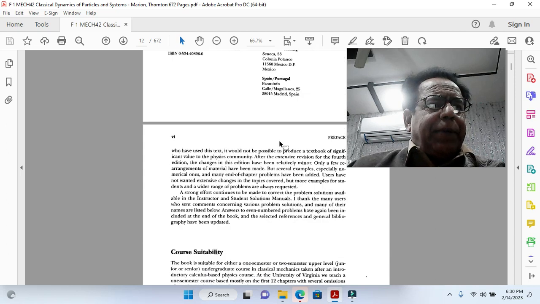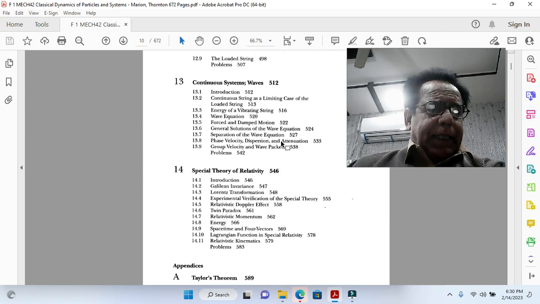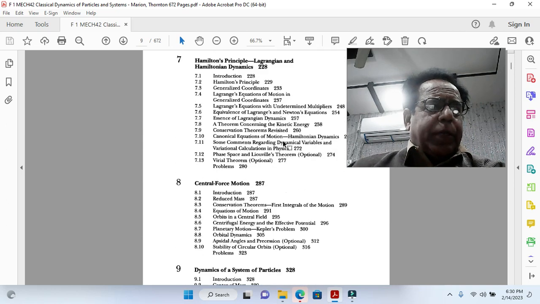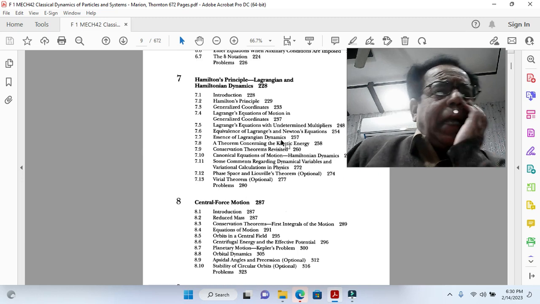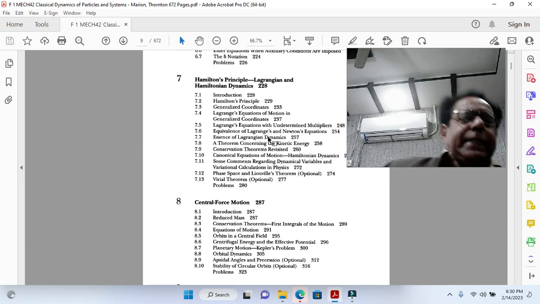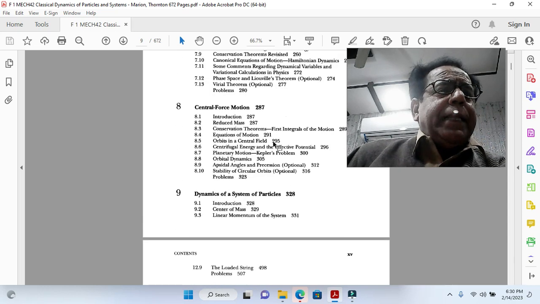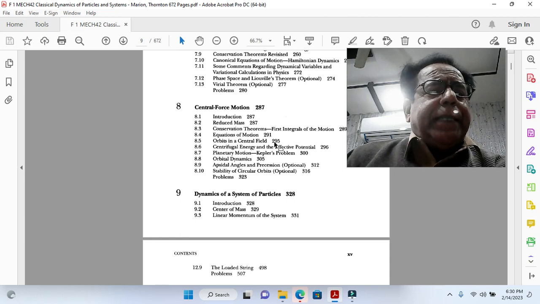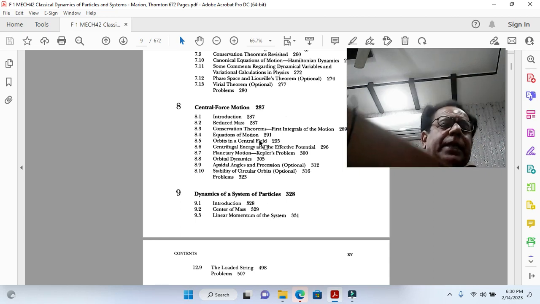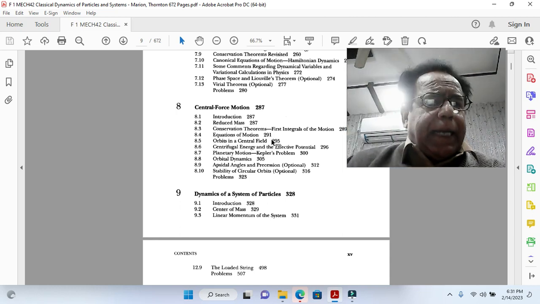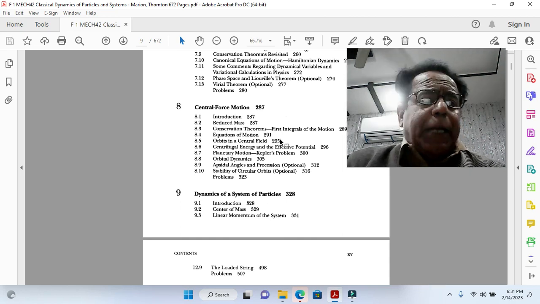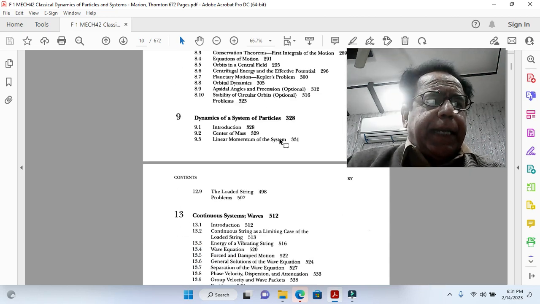Then chapter number 7. Here is chapter number 7, Hamilton's principle, Lagrangian and Hamiltonian dynamics. Okay, then chapter number 8, central force motion, at page number 287. Then chapter number 9, under title dynamics of a system of particles, at page number 328.